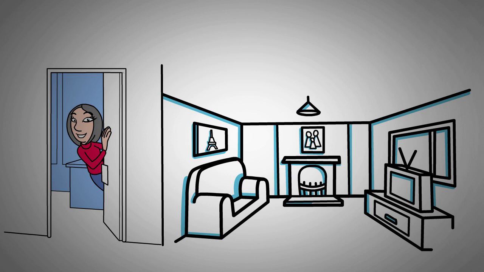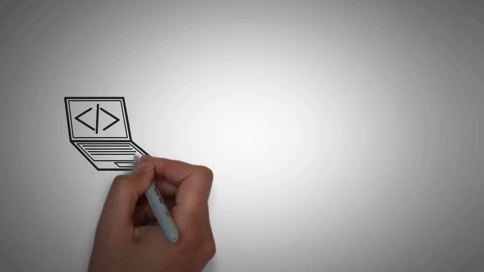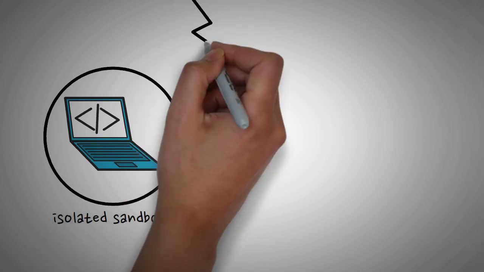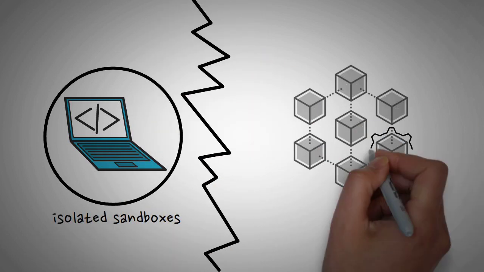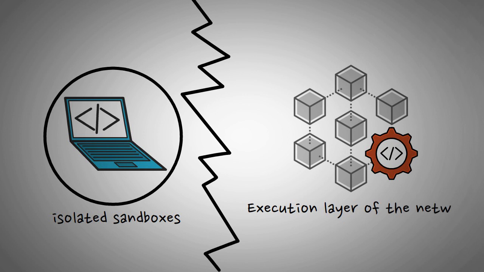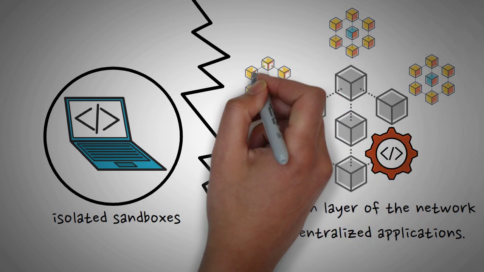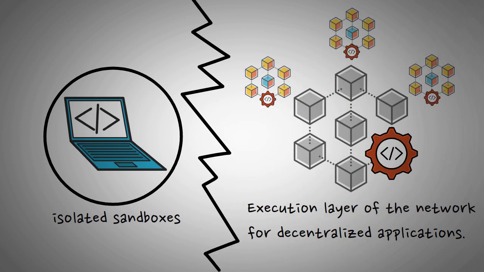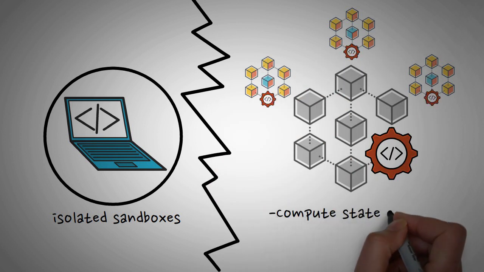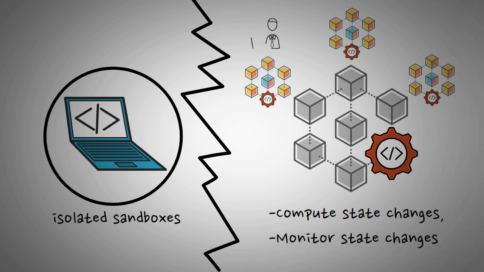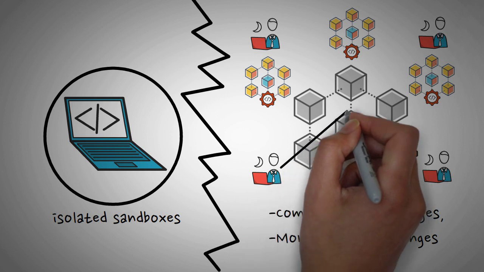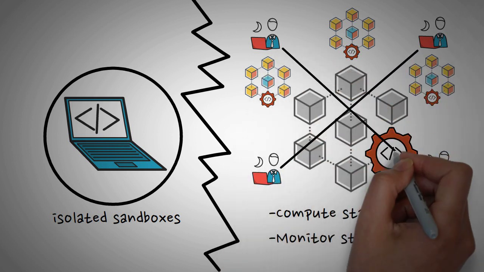However, while traditional virtual machines are isolated sandboxes or rooms as the illustration states, blockchain virtual machines function as the execution layer of the network for decentralized applications. Blockchain VMs are decentralized, where nodes on the network run an instance of the blockchain's virtual machine on their device, compute state changes, and monitor state changes suggested by other validators to achieve consensus, ensuring that the records of transactions are properly recorded on the network.